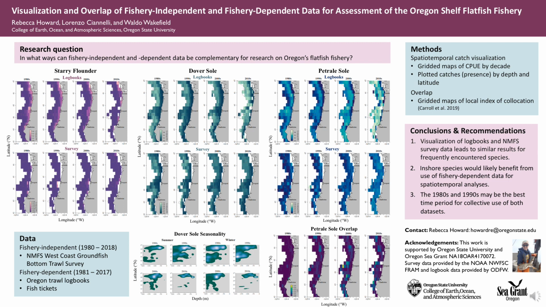Commonly caught flatfishes, like Dover sole and petrale sole, seen here in the middle and right panels, had better spatial sampling coverage compared to shallow water species like starry flounder, depicted in the left panels. Overlap between datasets was variable, and lack of year-round sampling coverage may miss information about seasonally migratory species.